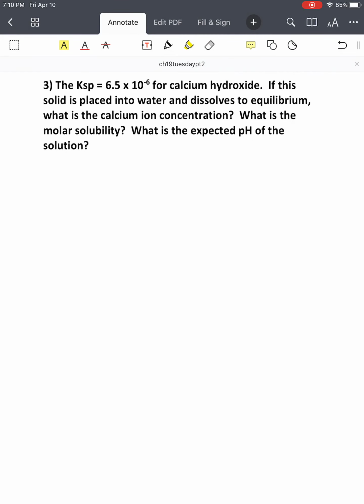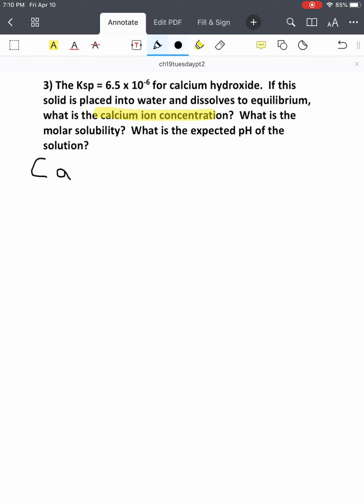All right, we've got our work cut out for us here. We're told the KSP for calcium hydroxide is 6.5 times 10 to the minus 6th. We take this solid, place it in deionized water, and dissolve it to reach an equilibrium. We want to know what is the expected calcium ion concentration once that equilibrium is reached. We also want to know the molar solubility and the expected pH of the solution.